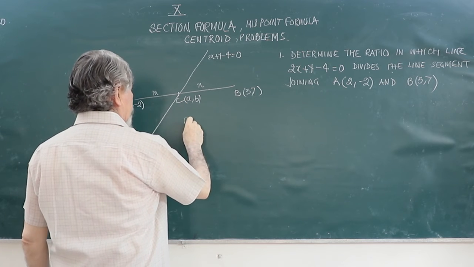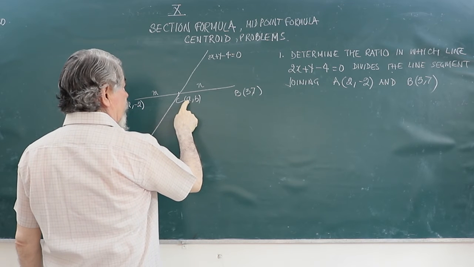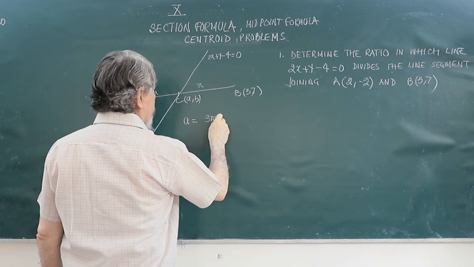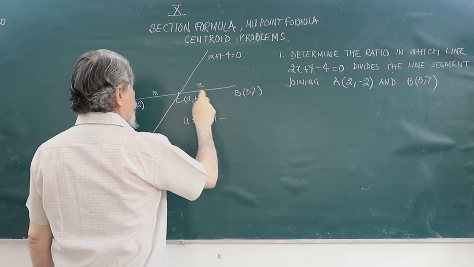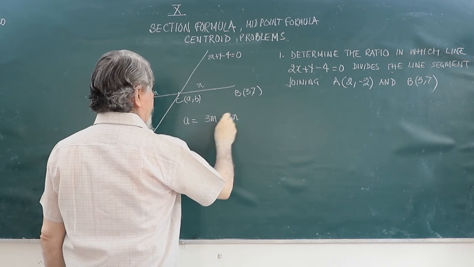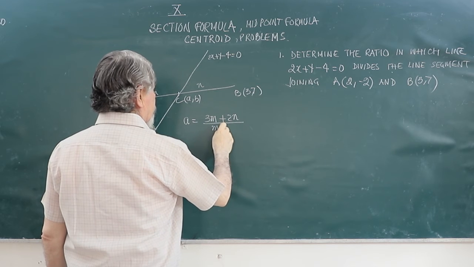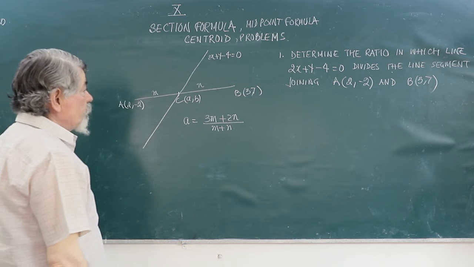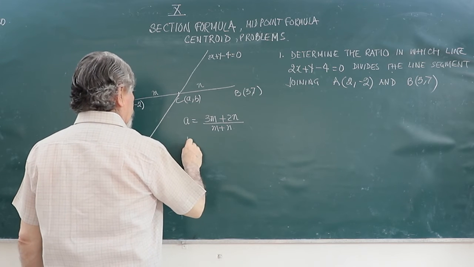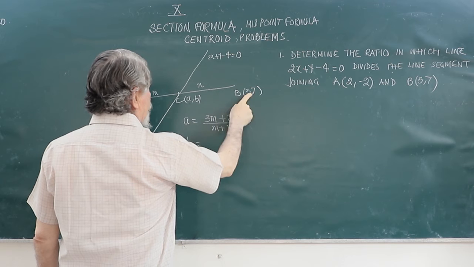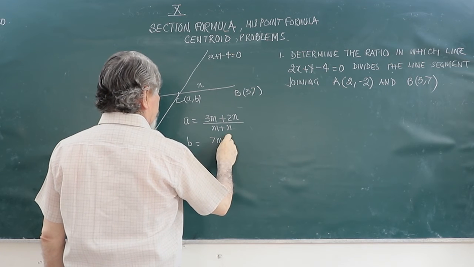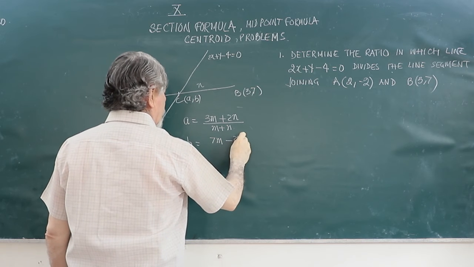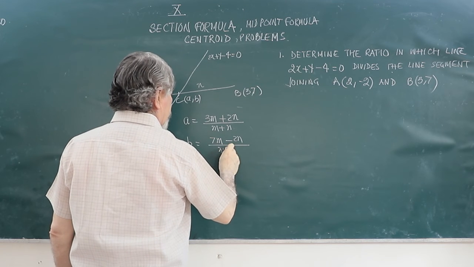A, the x coordinate, is m into 3, 3m, plus 2 into n, plus 2n, upon m plus n. This is A. Now let us see what B is. B is m into 7, 7m, minus 2n, upon m plus n.